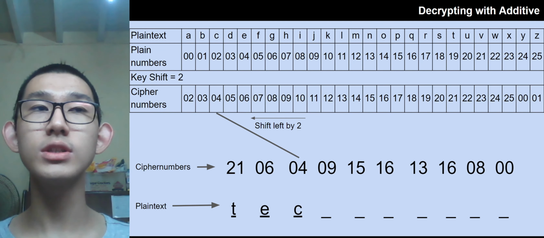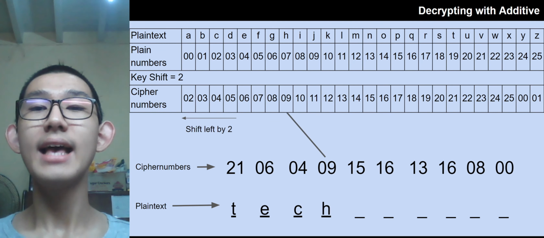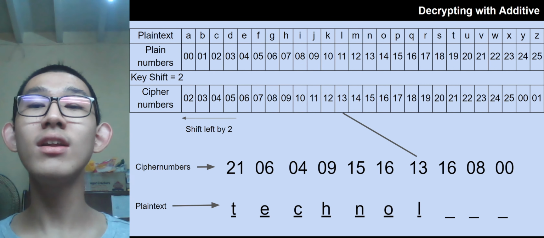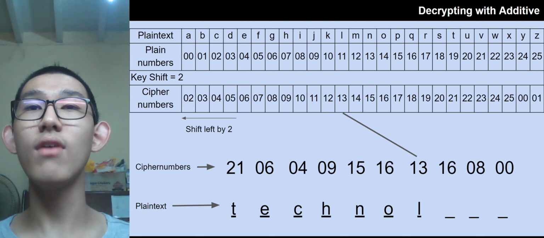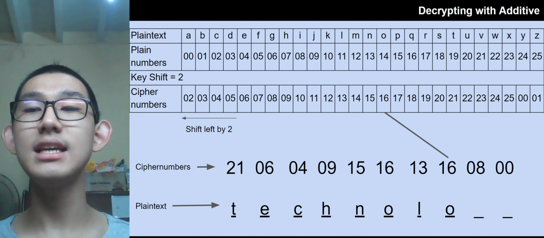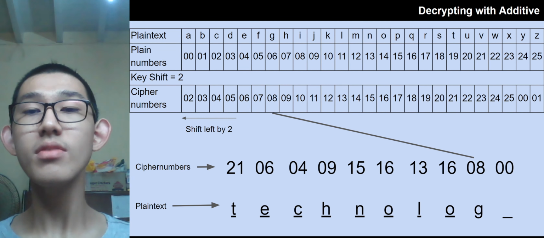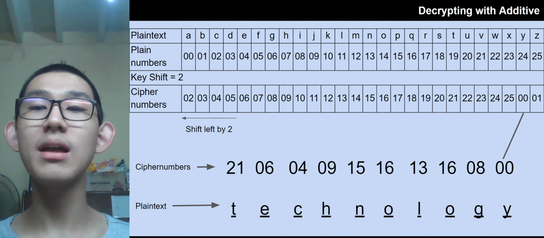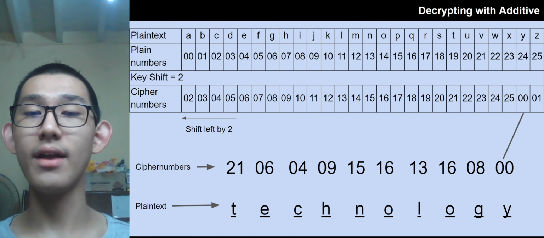Cipher number of 4 equals plaintext C. Cipher number 9 equals plaintext H. Cipher number 15 equals plaintext N. Cipher number 16 equals plaintext O. Cipher number 13 equals plaintext of L. Cipher number 16 equals plaintext O. Cipher number 8 equals plaintext G. And lastly, cipher number 0 equals plaintext Y.